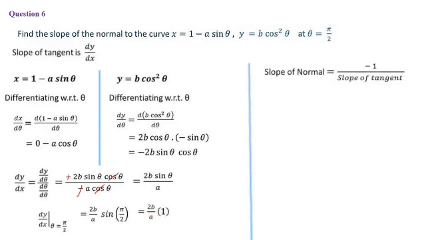Then the slope of the normal is minus 1 divided by the slope of the tangent. How have we got this? We explained it in the previous question: slope of the normal into slope of the tangent is minus 1. From there you can calculate the slope of the normal as minus 1 by slope of tangent. The slope of tangent we have got is 2b by a, just substitute. Minus 1 divided by 2b by a is minus 1 into the reciprocal of 2b by a, which is a by 2b. That is equal to minus a divided by 2b. So this is the slope of the normal.